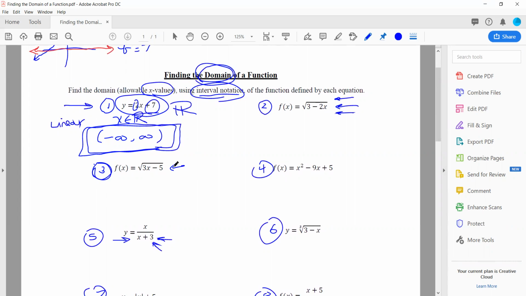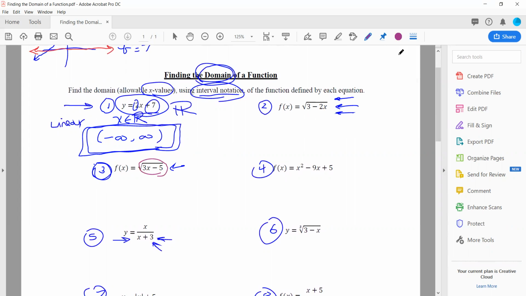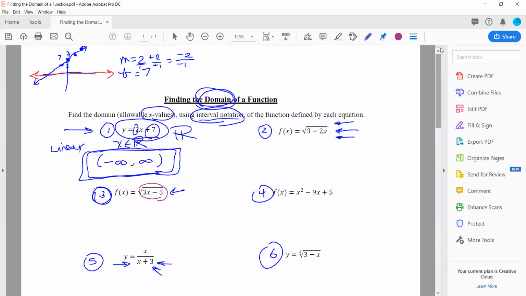And so this isn't a real quick, oh, well, it's all real numbers. We have to do something about that. So let me get a different color. And because it has a square root, we're going to have one of two things that we can do, either with a square root or if I have an x in the denominator. And so I'm going to go up here and do some mini notes.